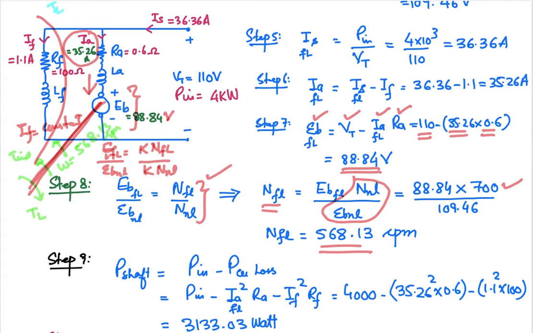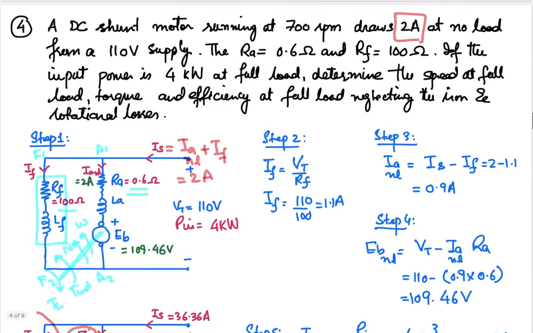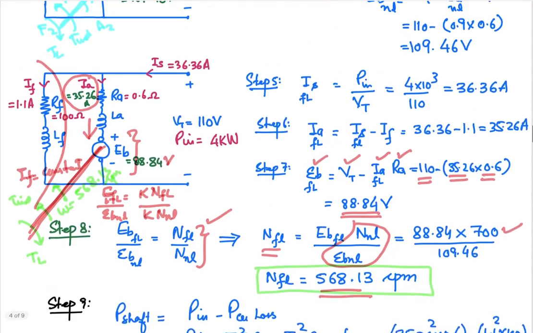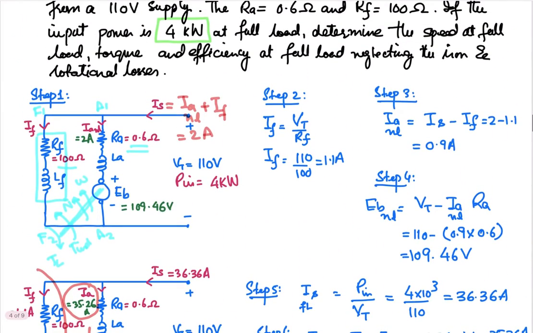Initially the machine was at no load. At no load, the speed was 700 rpm. But once you apply the load and your machine is now taking 4 kilowatt at the terminal, at that time the speed is reduced to 568.13 rpm.